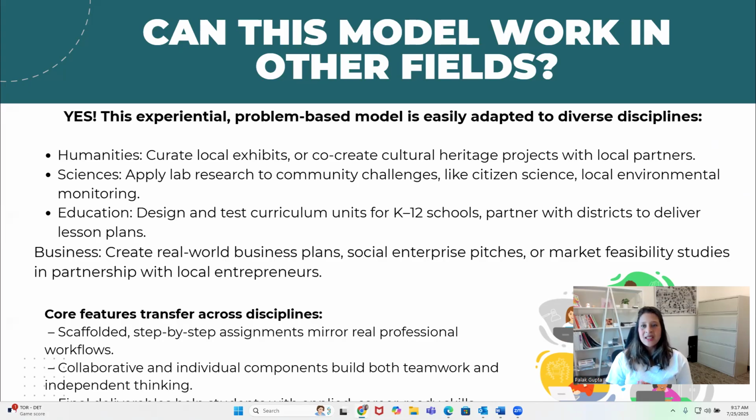A core component that ties it together is scaffolded assignments, real community partnerships, and finally, deliverables that students can take forward. It's like a portfolio, as I mentioned, that shows employers that what they have built is real, applicable skills. No matter what the field is, this approach sparks curiosity, creativity, and confidence. Exactly the soft skills and the hard skills we want our graduate students to take into the workforce.